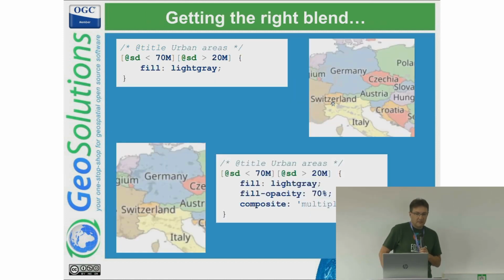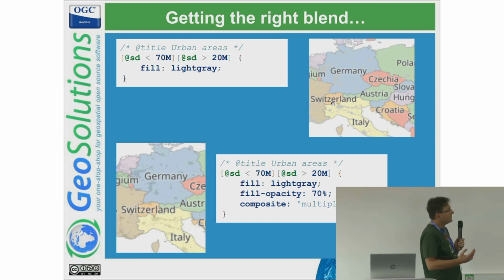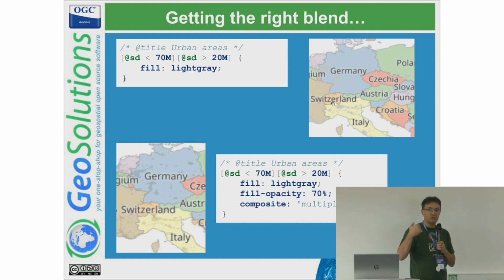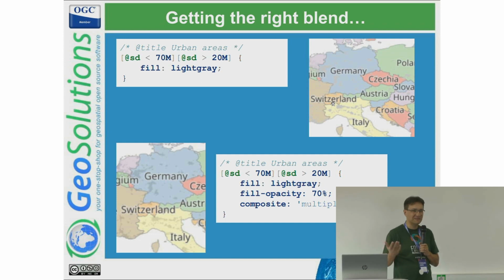Getting the right blend. This is another simple yet interesting trick. So we have urban areas, and at the beginning I said, okay, they don't have any attribute. I just wanted to display their presence. They are urban areas, so I'm going to use a gray because it reminds me of cement.